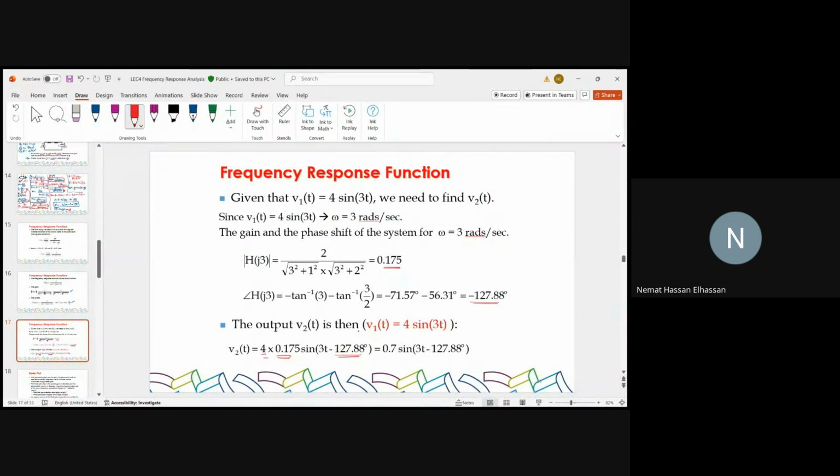Does that make sense? So up till this point, is it clear to everyone before we move to the next part? Any questions so far about evaluating gain and phase shift of a circuit?